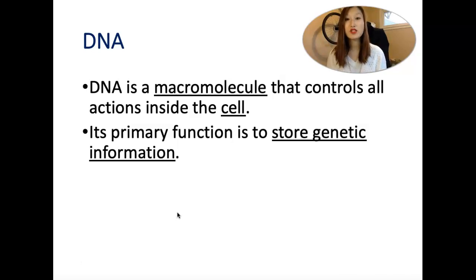Its primary function is to store genetic information. Genetic information means we have genes, and genes are a part of DNA, and that allows one cell to become two cells, how the cell is supposed to be working, how a multicellular organism is supposed to be built. So all this information is coded in the DNA.